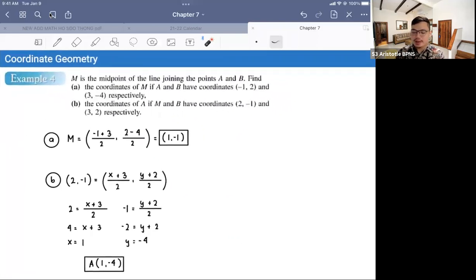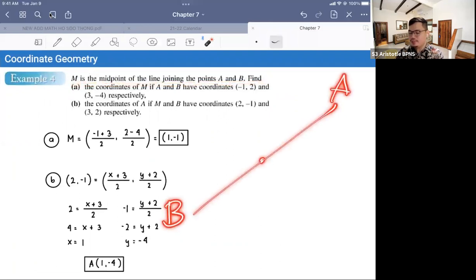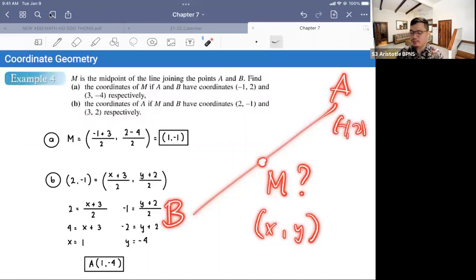All right. Now, example number 4, M is the midpoint of the line joining points A and B. So you have a line A and B. So it says there that point M is the midpoint, right? Now, the question here, for letter A, is we need to find the coordinates of M. So what's the coordinate? What is X and Y for point M? We are given point A is -1 and 2, point B is 3 and -4.